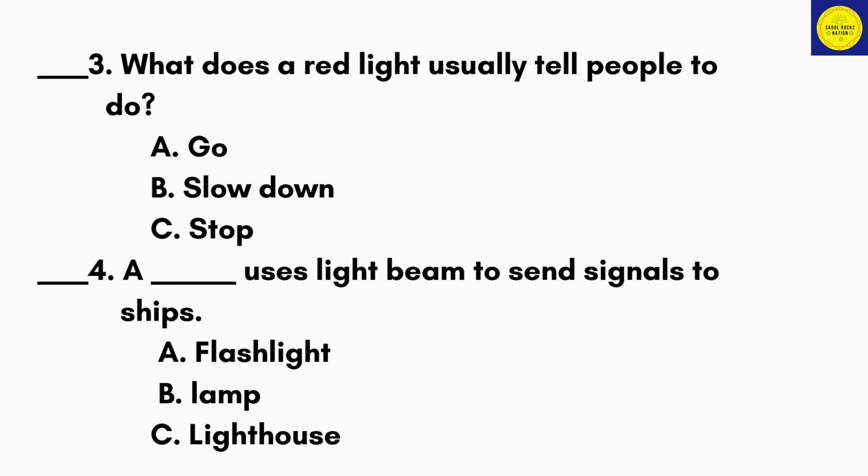3. What does a red light usually tell people to do? A. Go. B. Slow down. C. Stop. 4. A blank uses light beam to send signals to ships. A. Flashlight. B. Lamp. C. Lighthouse.